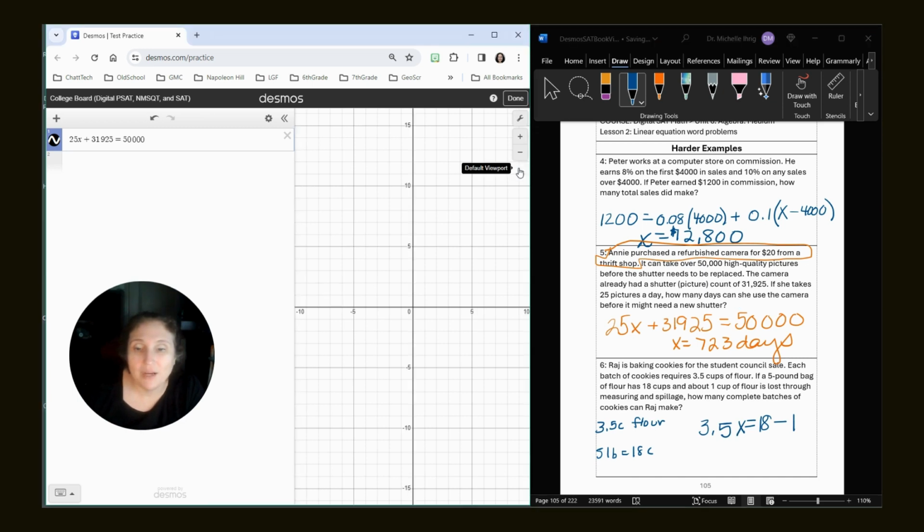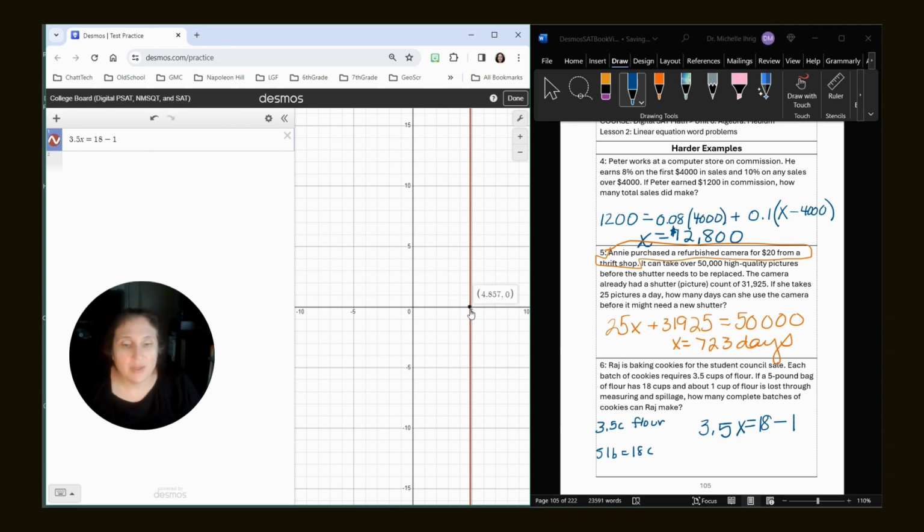I'm going to hit this home button to get my stuff centered again. So I'm going to type in 3.5x equals 18 minus 1. And I get this right here. I get 4.857. Here's the thing. The question is how many complete batches can he make with 1 bag of flour?